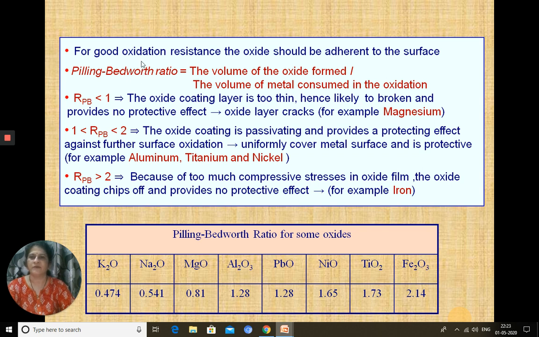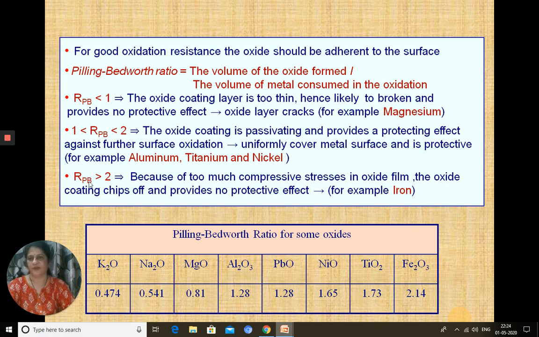Now, we will discuss the different values of the Pilling-Bedworth ratio. If the Pilling-Bedworth ratio is less than 1, then the oxide coating layer is too thin. Hence, it is likely to break and provides no protective effect, and the oxide layer cracks. The example is magnesium. If the Pilling-Bedworth ratio lies between 1 and 2, the oxide coating is passivating and provides a protecting effect against further surface oxidation, and it uniformly covers the metal surface and is protective in nature. For example, aluminium, titanium and nickel.